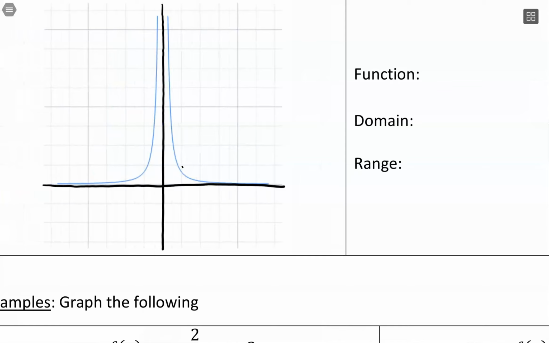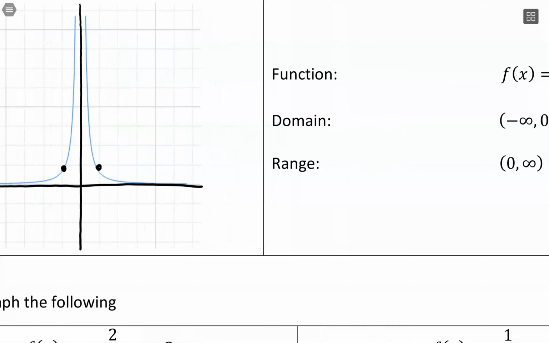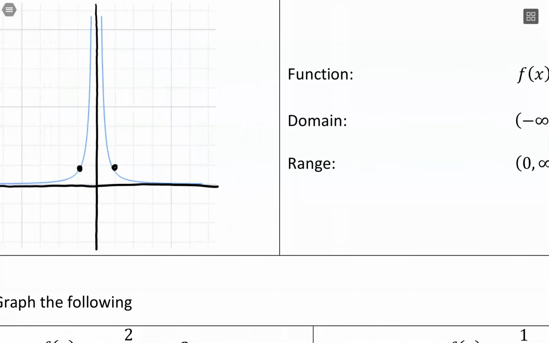When we're at x equals 1, we should be at 1 as well. This is a little bit off. So that should be at (1, 1) and (negative 1, 1). If we're at 2, we would be at a fourth. So that starts kind of escalating more quickly. If we were at a half, we would be up at 4. Same thing over here.